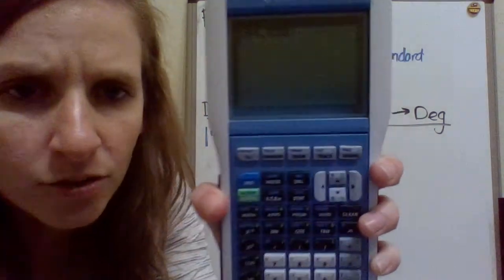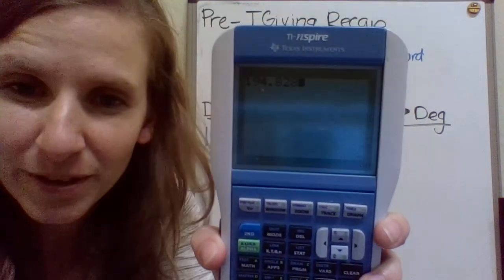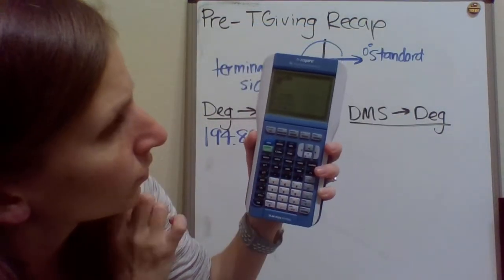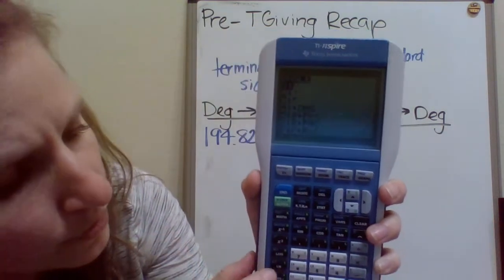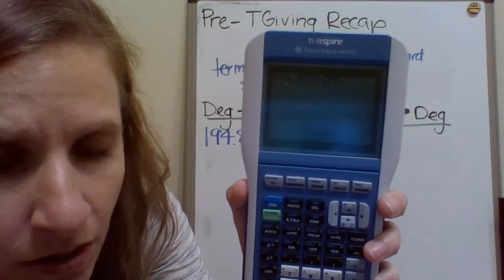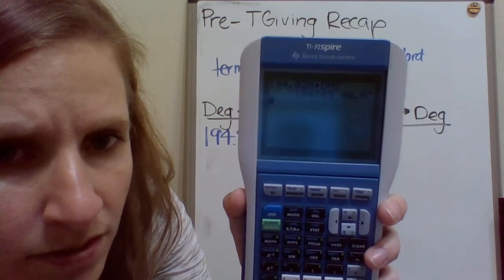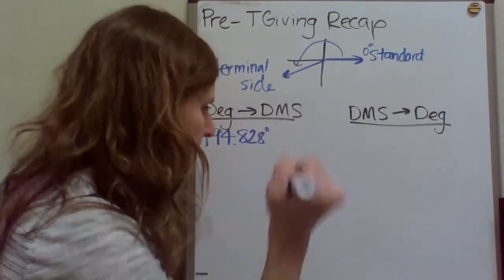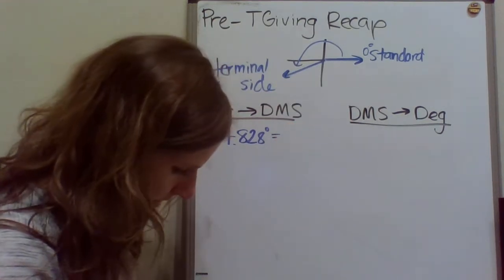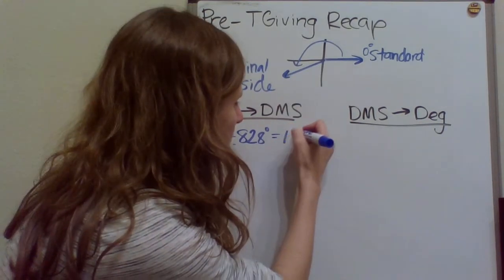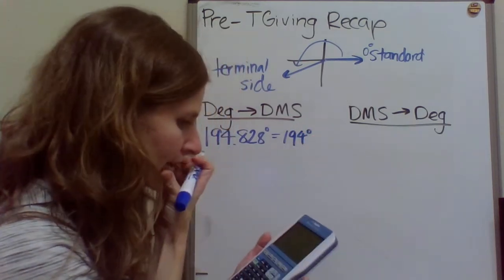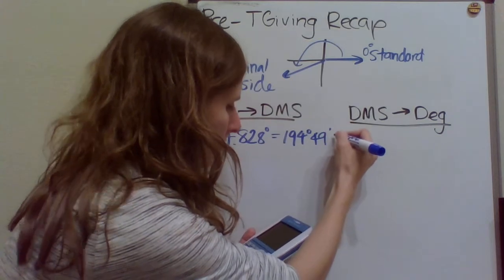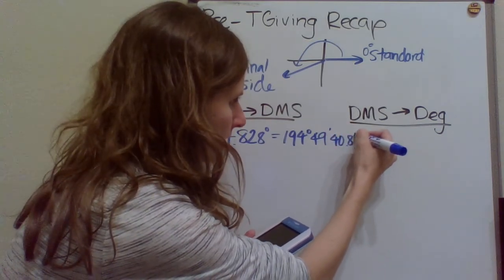If you go ahead and type in 194.828 in your calculator, if you then hit second angle, it opens up this list here, and number 4 says DMS. So then it will take your angle, DMS, convert it to the minutes and seconds as well. So as a final answer, this one would actually be 194 degrees, which is obvious. And then it's going to be 49 minutes and 40.8 seconds.